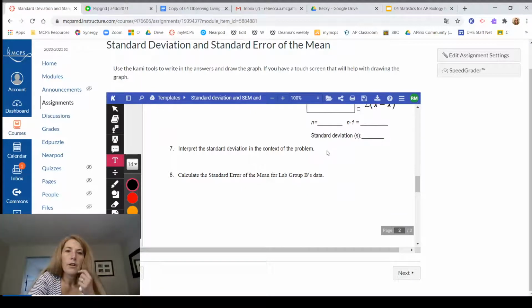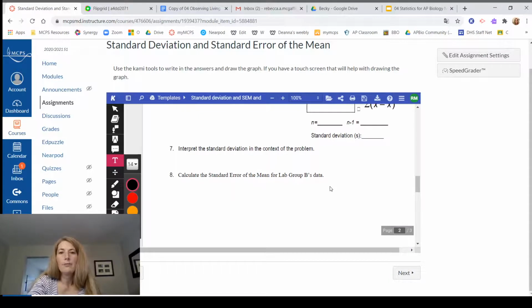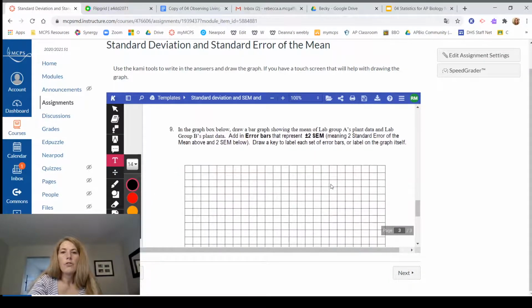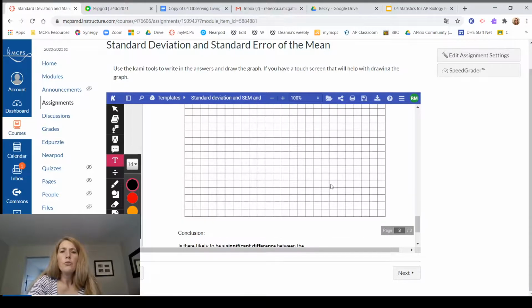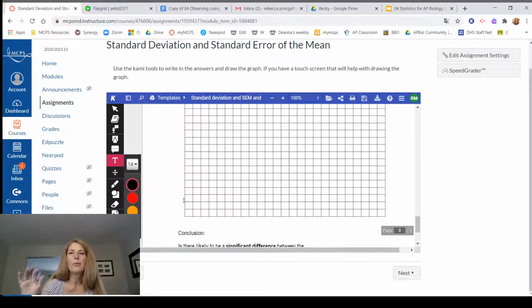All right. Interpret the standard deviation in the context of the problem. So I guess it's probably asking you which one is more variable. Okay, so which group is more variable? Calculate the standard error of the mean. So then I want you to graph it. You are always welcome to, like, if your values are between 6 and 8 and you really want to get into detail, you could make a break and then start writing it up at like 6.1, 6.2, 6.3, because then you can kind of show it a little better.